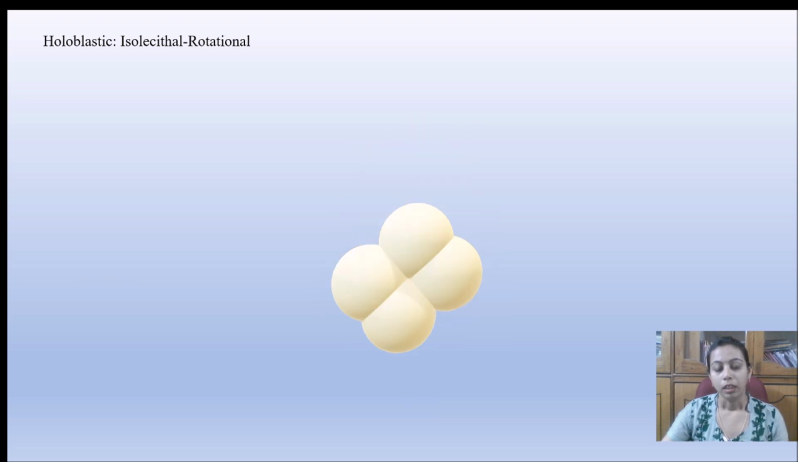Now finally we come to the holoblastic isolecithal rotational cleavage. If you see here, in each type of holoblastic cleavage, the cells are dividing from 1 to 2, 2 to 4, and this way they are multiplying, and they look somewhat similar. Here also, in rotational cleavage, we will see this.